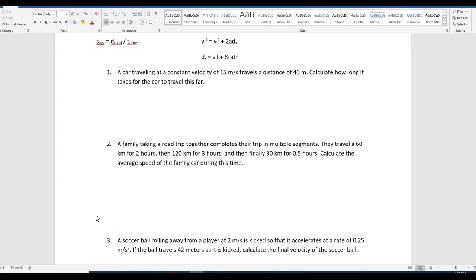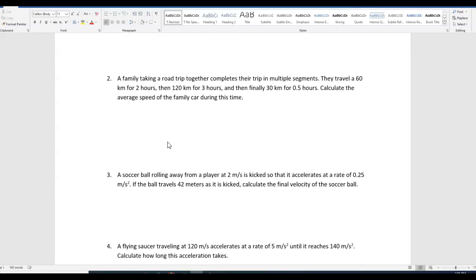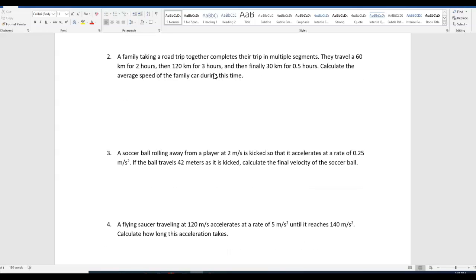Okay, question 2. A family taking a road trip together completes their trip in multiple segments. They travel 60 kilometers for 2 hours, then 120 kilometers for 3 hours, and finally 30 kilometers for 0.5 hours. Calculate the average speed of the family car during this time.